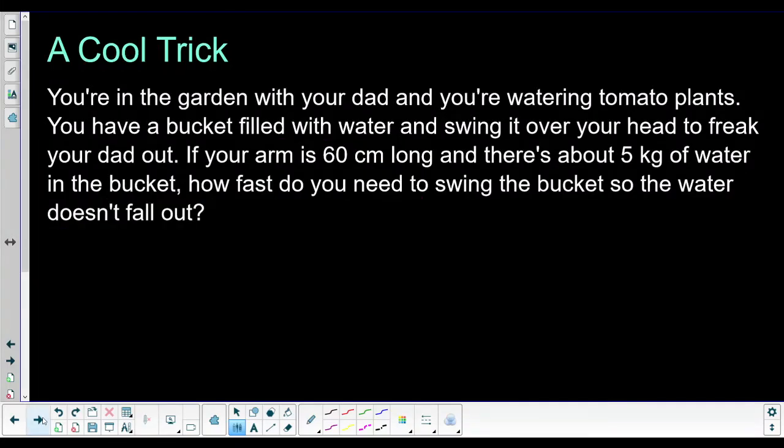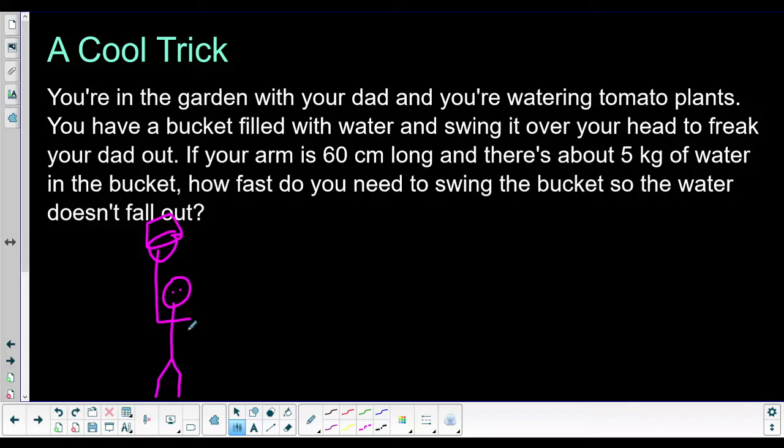This one's a little more conceptual, but it teaches a good lesson. So, you're in the garden with your dad and you're watering tomato plants. You have a bucket filled with water and you swing it over your head to freak your dad out, right? And I don't know if this is just me, but when I was a kid, I used to do stuff to irritate my parents just because I think that's just what kids do, right?